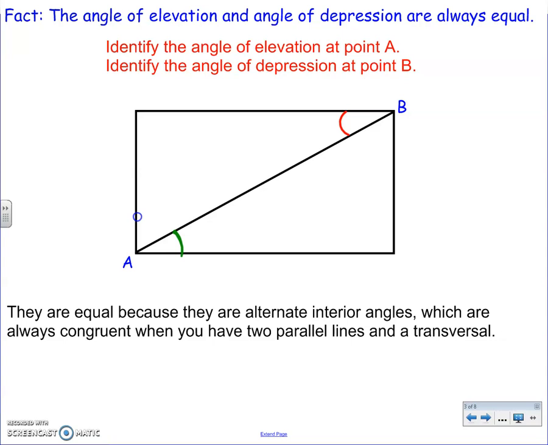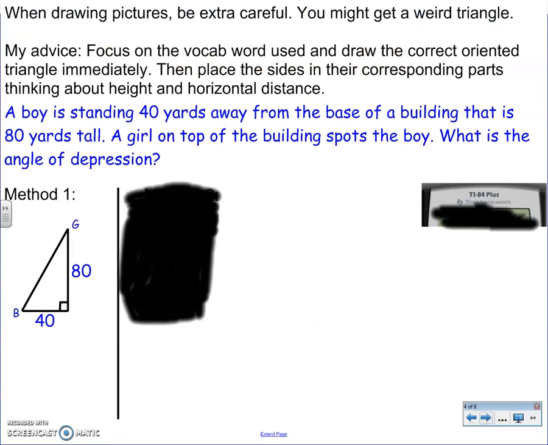Alright, so make sure you know the difference in the angle of elevation and depression on the picture. They're the same value because they're congruent, but they use different triangles. One's a regular triangle looking up, the other's an upside down triangle looking down. So when drawing pictures, be extra careful. You might get a weird triangle. My advice is focus on the vocabulary word first and draw that correct oriented triangle immediately.